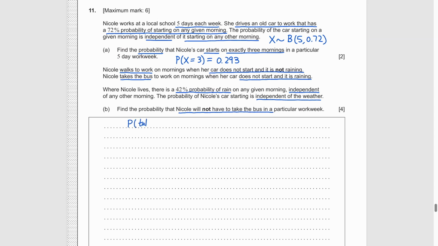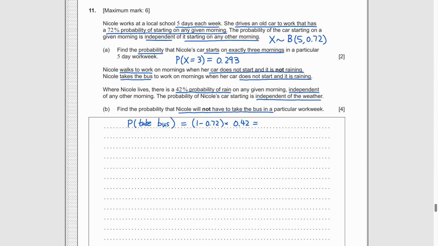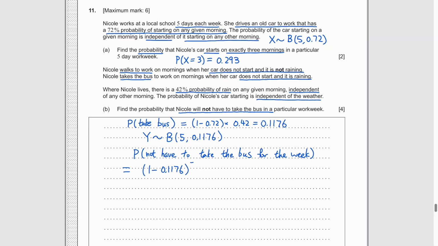First, we find the probability that she takes the bus on a given day. That happens when the car doesn't work and it rains. So, it is (1 minus 0.72) times 0.42, which equals 0.1176. Let y be the number of days she takes the bus. Then, y follows a binomial distribution with n equals 5 and p equals 0.1176. The probability that she does not take the bus at all in the week is (1 minus 0.1176) to the power of 5.